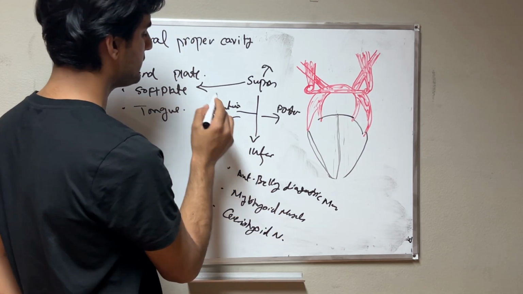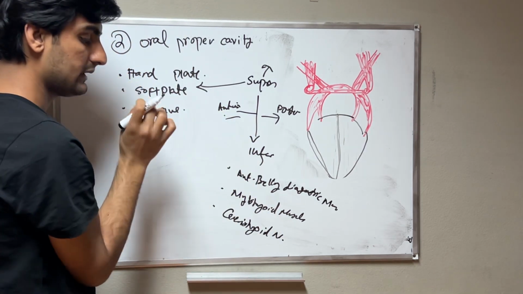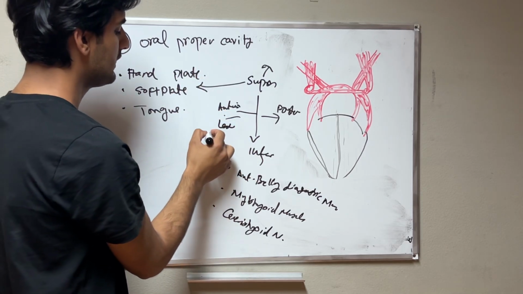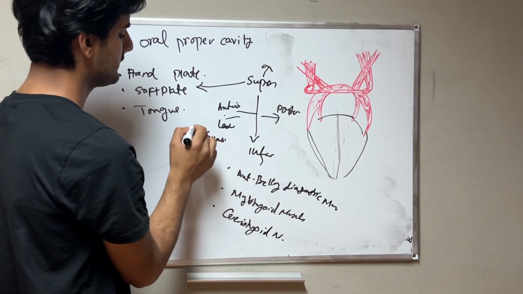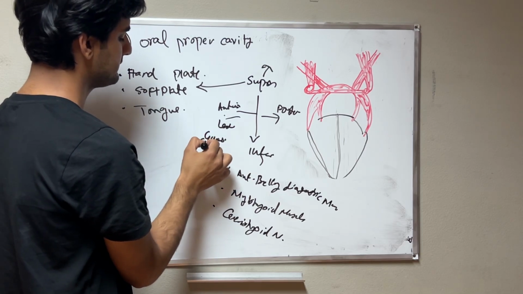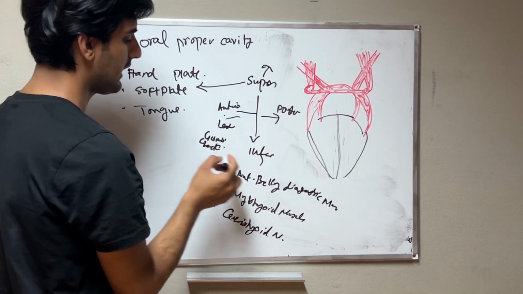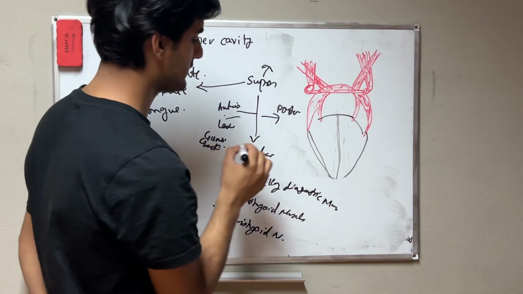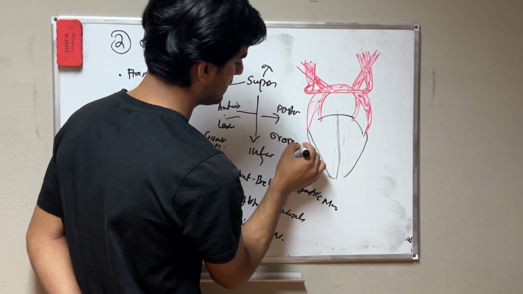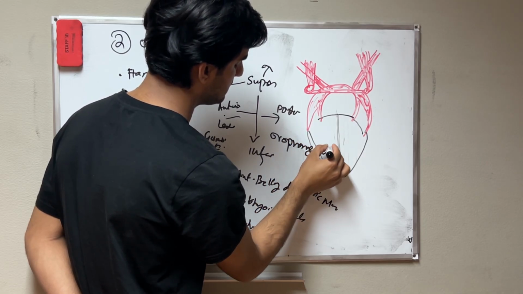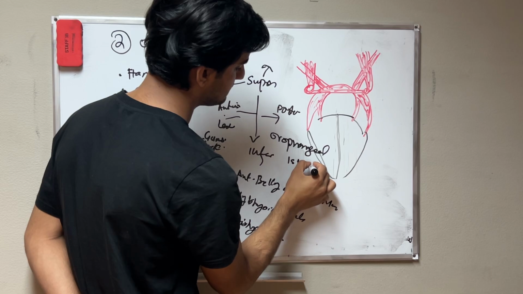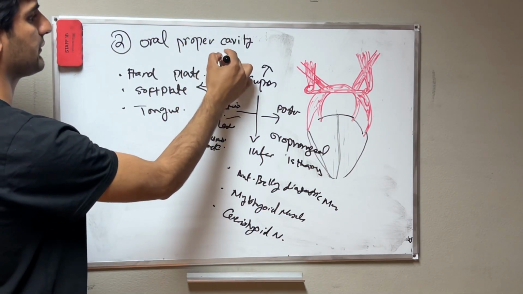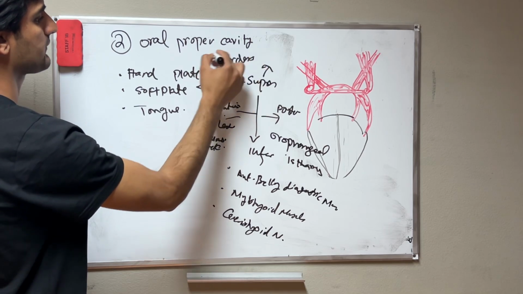Anterior we have anterior and lateral. Here is important: anterior and lateral we have gums and cheeks. And posterior we have the oropharyngeal isthmus. These are the borders of the oral proper cavity.